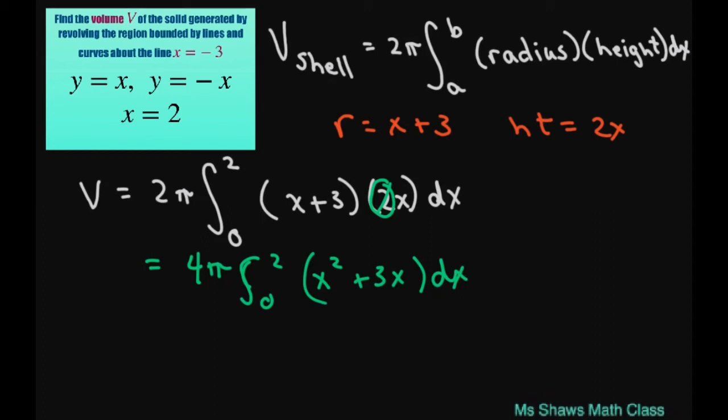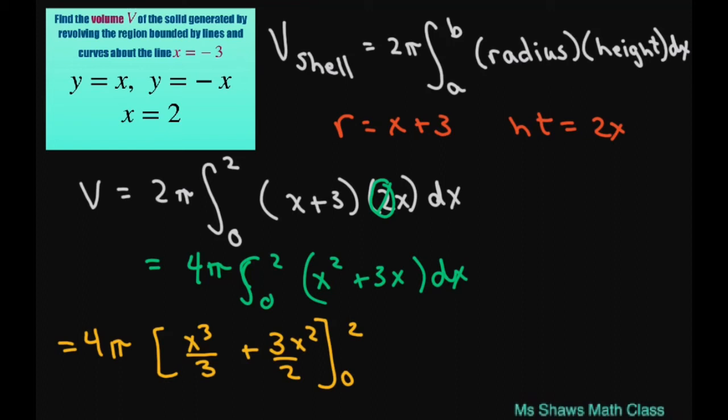So integrating this, we're going to get 4 pi times x cubed divided by 3 plus 3x squared divided by 2, and we're evaluating from 0 to 2. So we only have to deal with this 2 here because the 0 is going to zero everything out. That means we get 4 pi. And 2 cubed is 8, so 8 divided by 3. And then we're going to have, substitute in 2, this is just going to be 3 times 2, which is 6.